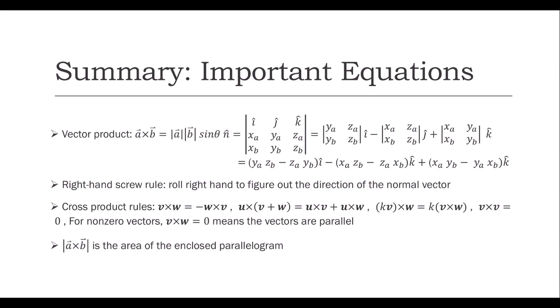In summary, our vector product, A cross B, is given by all of this information. Our right-hand screw rule is when you roll your right hand to figure out the direction of your normal vector. These are our cross product rules that are important to know. And the magnitude of A cross B is equal to the area of the enclosed parallelogram.